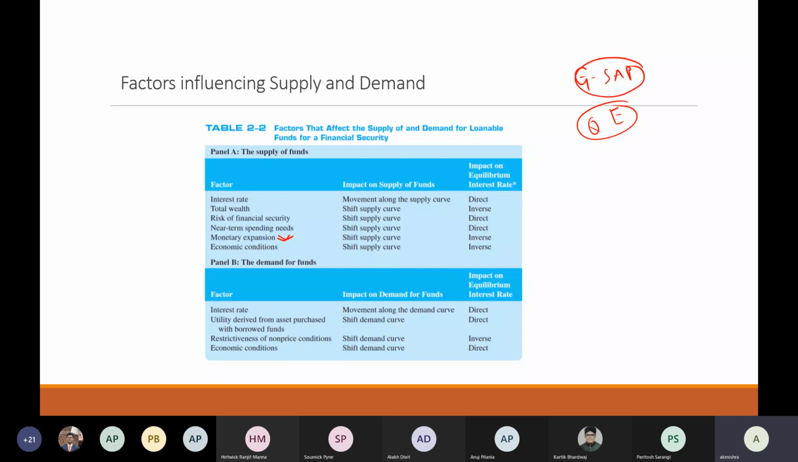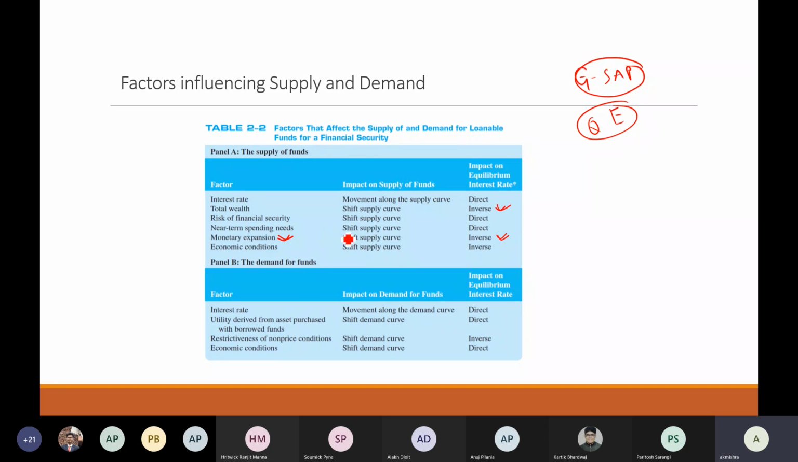So it means when more supply is there, the way we have seen here, if supply is more, there is less requirement, interest will go down. So this is another relationship we see.